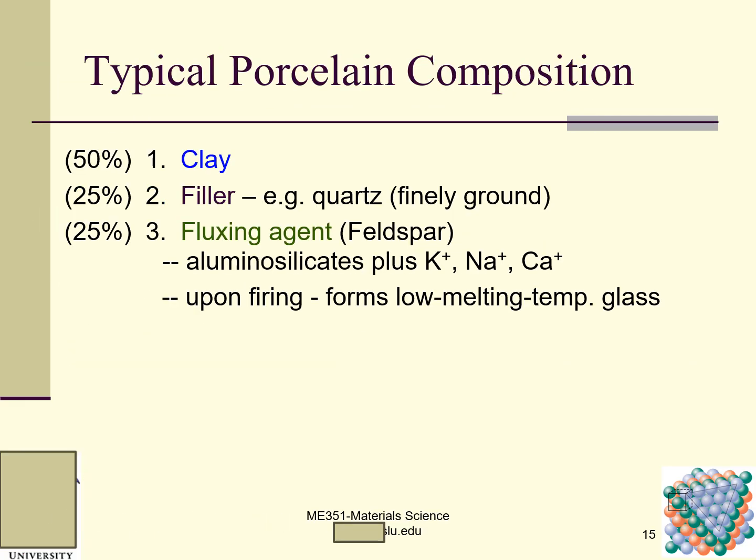Typical porcelain composition. Porcelain is also widely used in our daily life. 50% is clay, 25% is filler, for example quartz, finely ground, and another 25% is a fluxing agent, feldspar. These alumina silicates plus potassium, sodium, and calcium, upon firing, form a low melting temperature glass. This is porcelain.